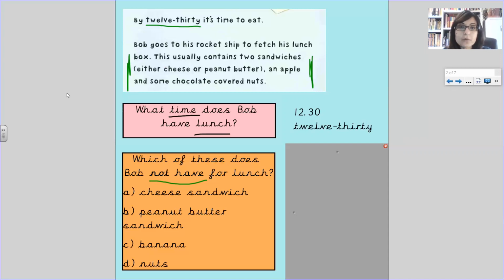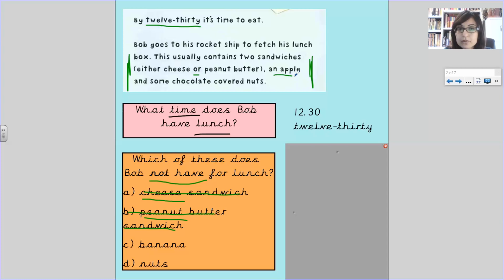So which one of these does Bob not have for lunch? Let's go back and read. This usually contains 2 sandwiches, either cheese or peanut butter. So he might have a cheese sandwich, or he might have a peanut butter one. So those are not the answers. We can cross those off.